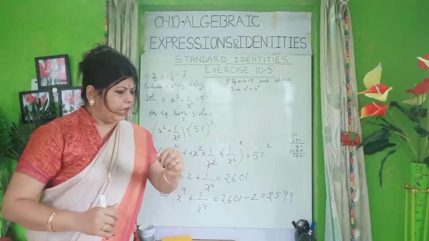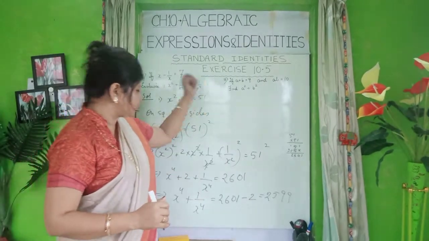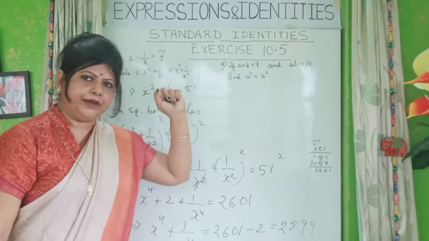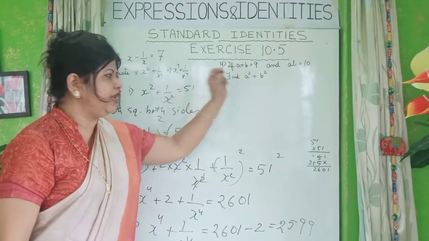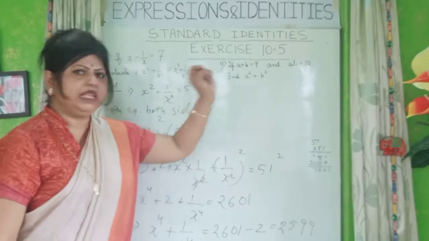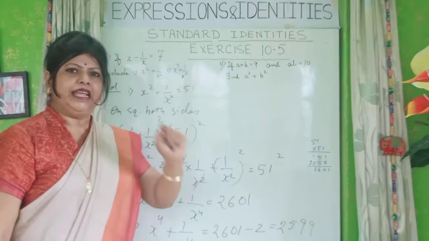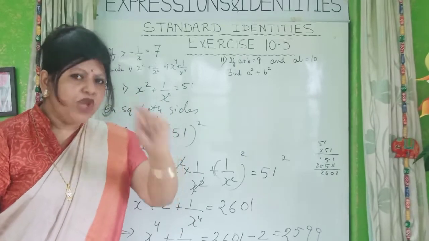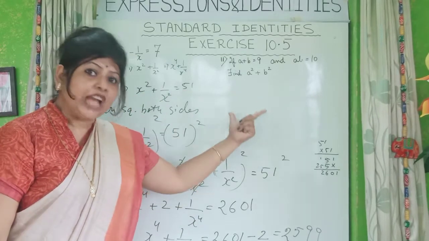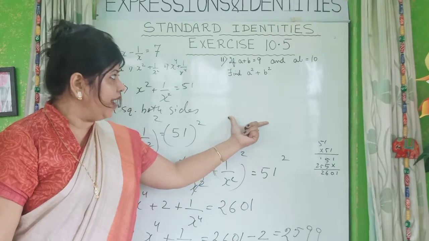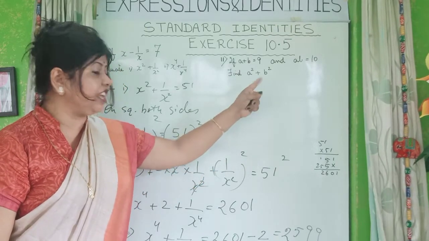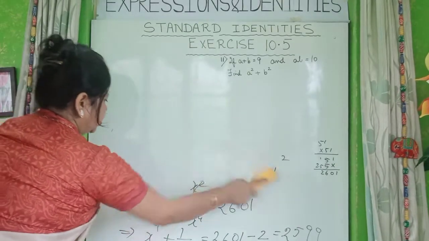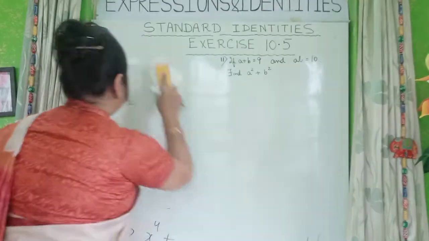10 is the same. Let's do question number 11. What is question 11? Question 11, children, a plus b is given. Followed? a plus b is 9. My ab is 10. I have to find a square plus b square. Now you think, which standard identity shall you use when your a plus b is given, ab is given, and you have to find a square plus b square? So the next question, that is question number 11.